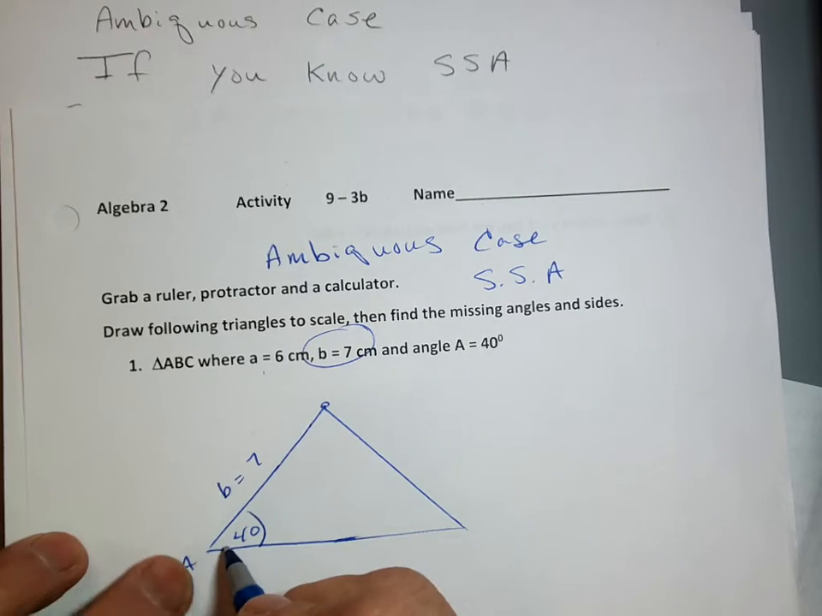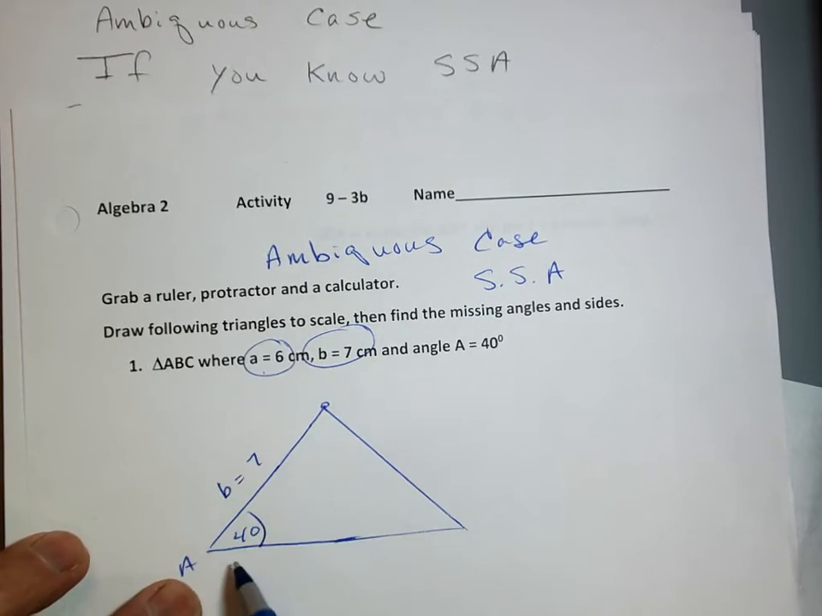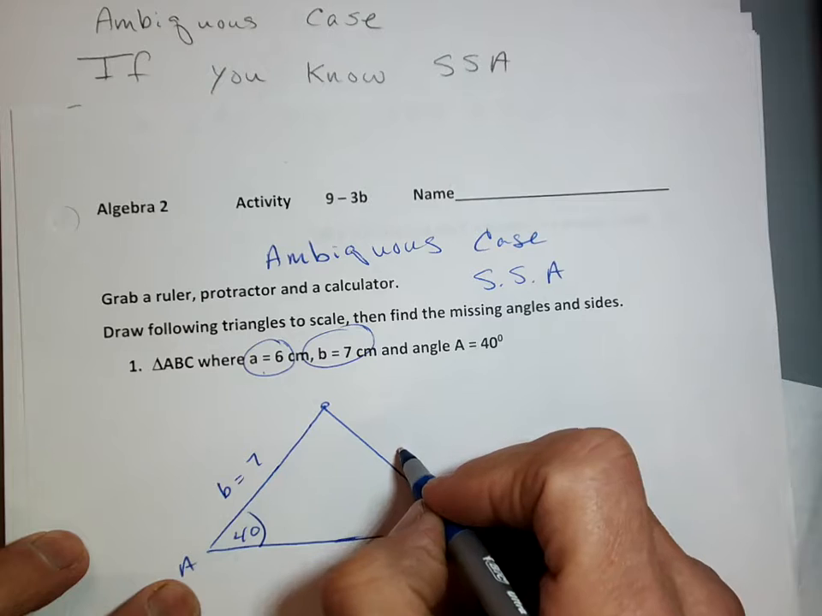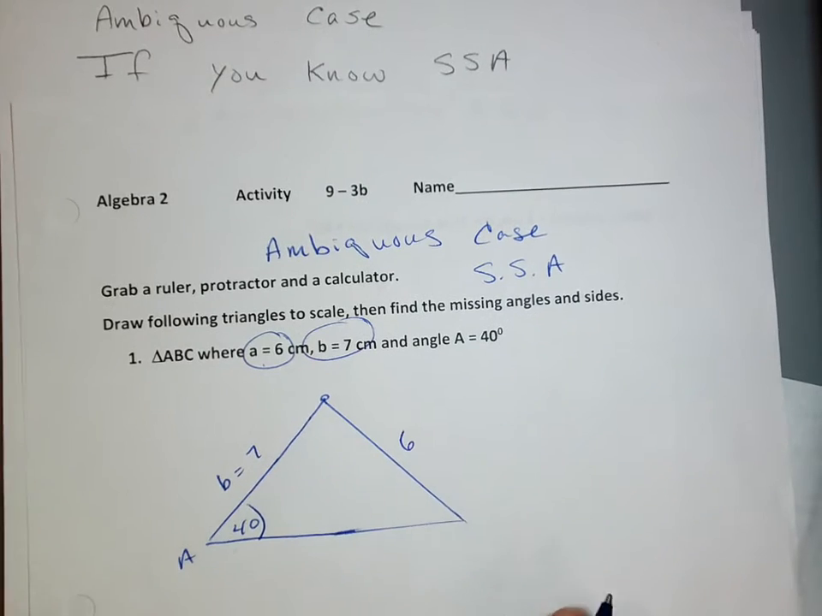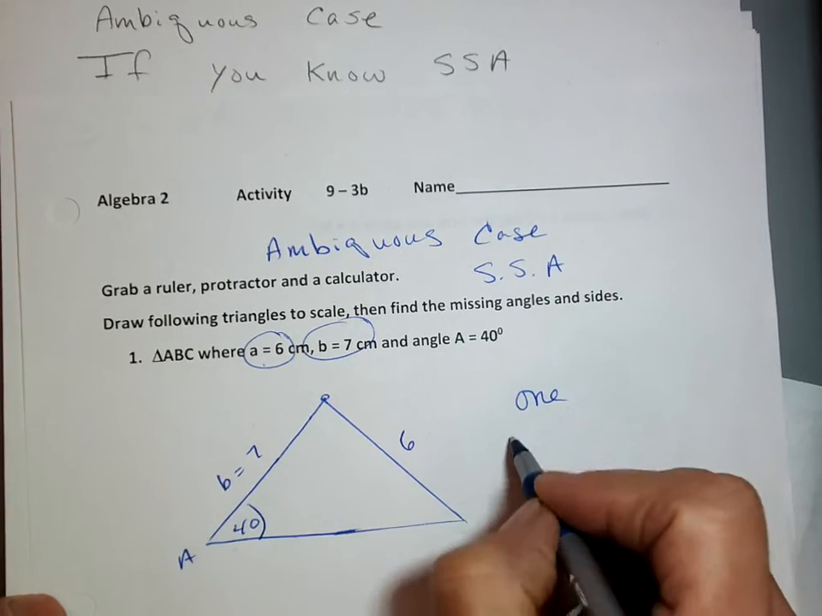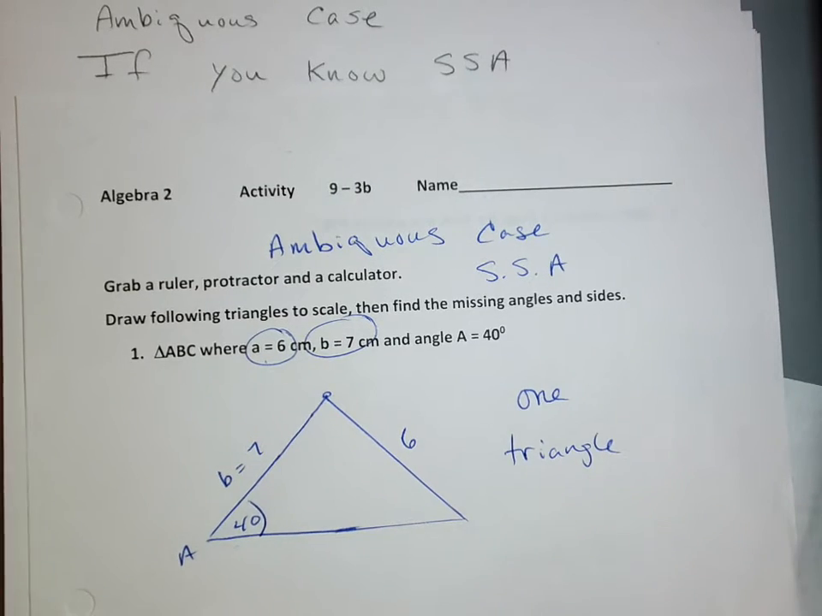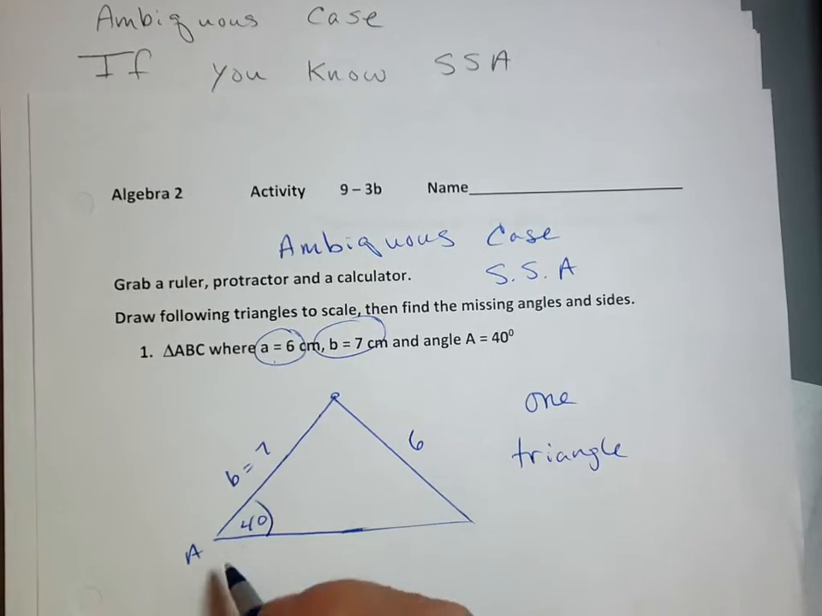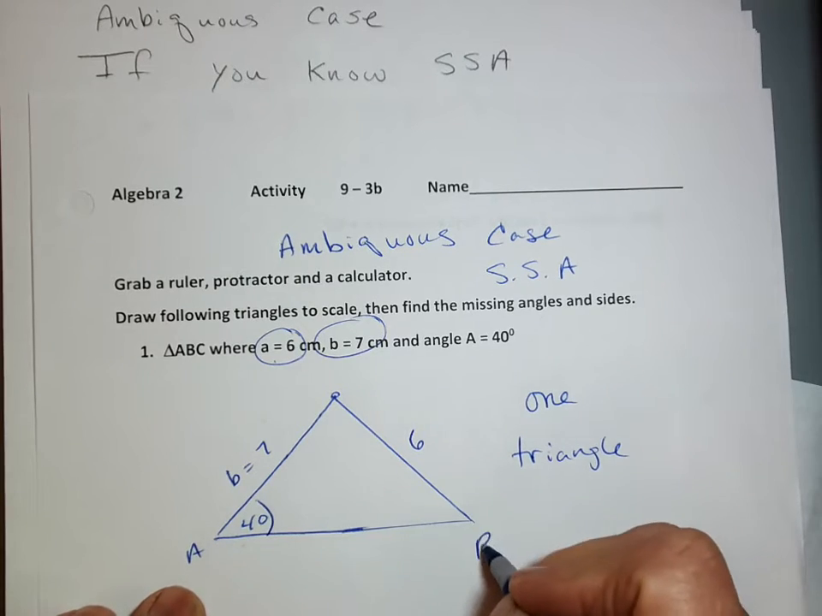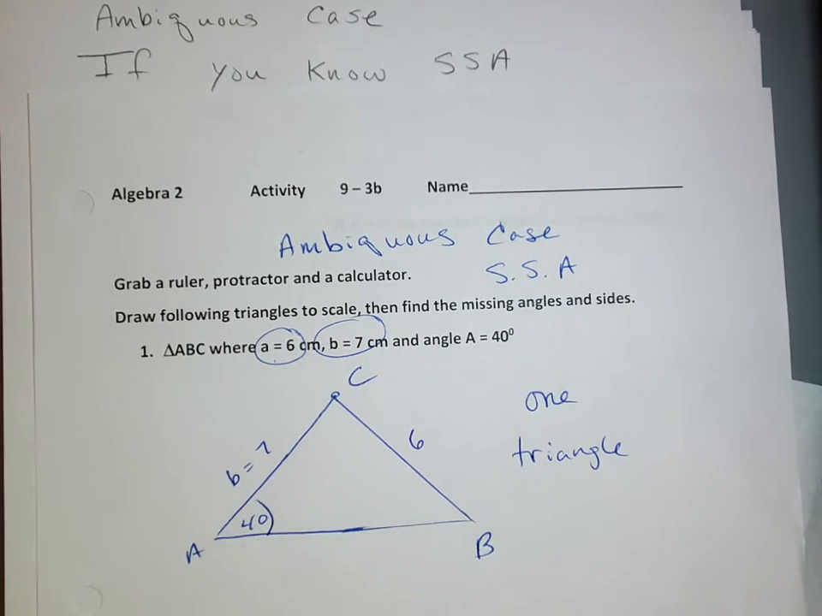If this is angle A, then little a, side a, is directly opposite. Let's make this be 6. This is the case where you have only one triangle possible to draw, and that's easy. We can solve that using the law of sines. We know this is angle B and angle C, and we'll use the law of sines to solve that. I'm going to leave that alone because we've talked about that.